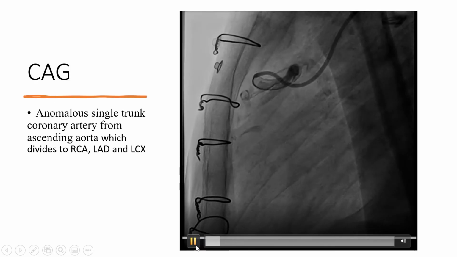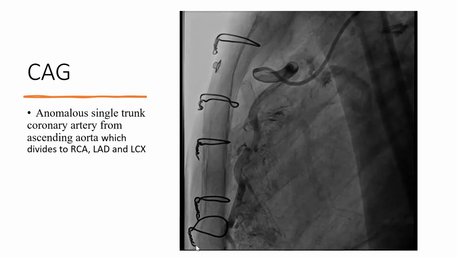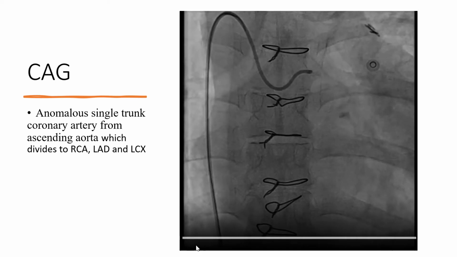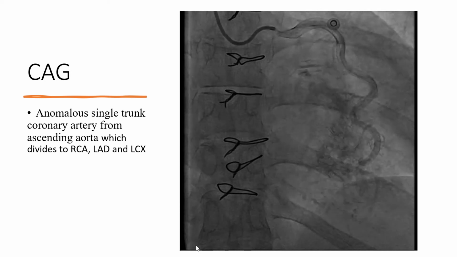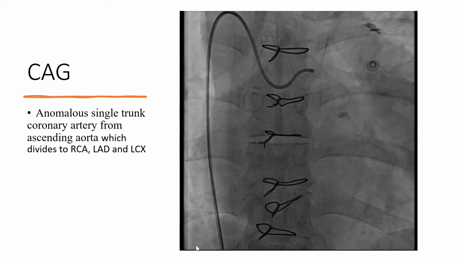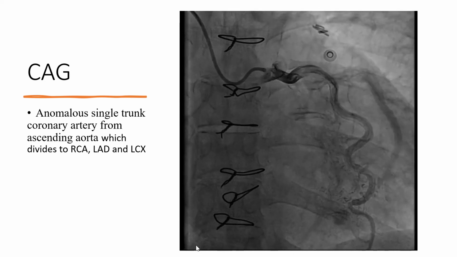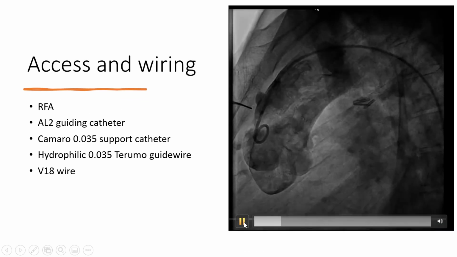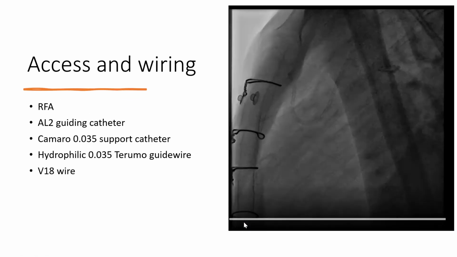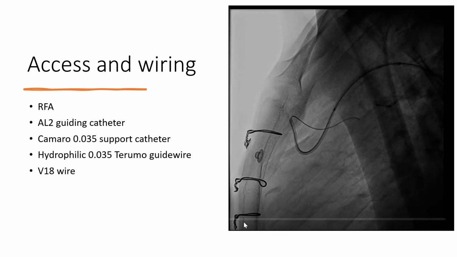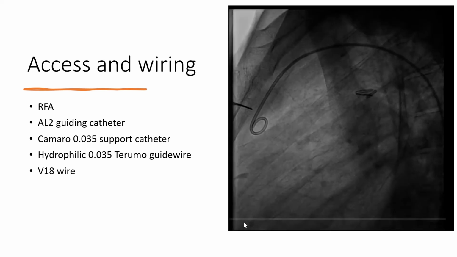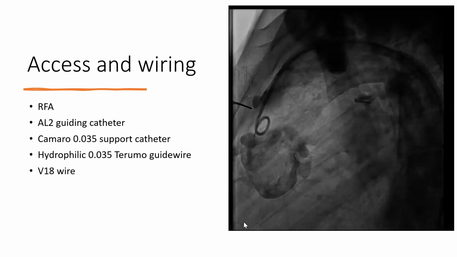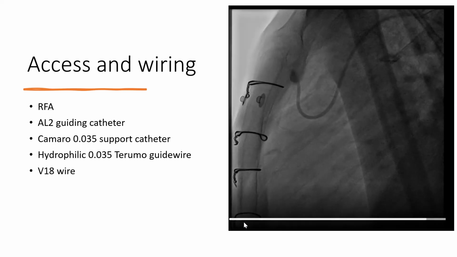At the beginning of our procedure, the Amplatz catheter was selected in the anomalous single-trunk coronary artery from ascending aorta, which divides into RCA, LAD, and left circumflex. We had right femoral artery access. We also had an Amplatz left guiding catheter and Corsair 0.35 support catheter. We applied a hydrophilic 0.35 Terumo guide wire and 0.018 hydrophilic wire to engage the occlusion.